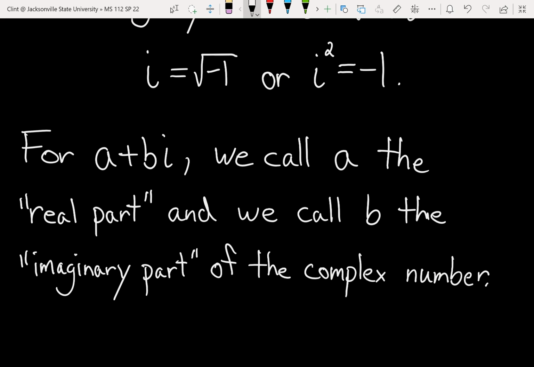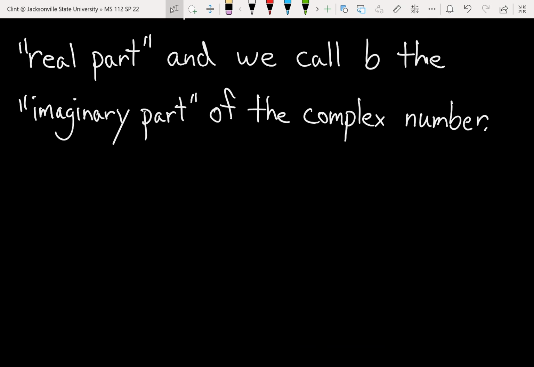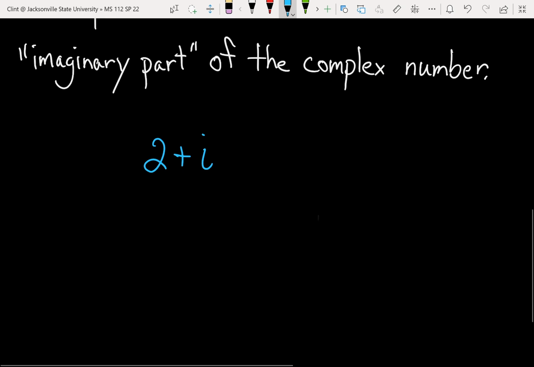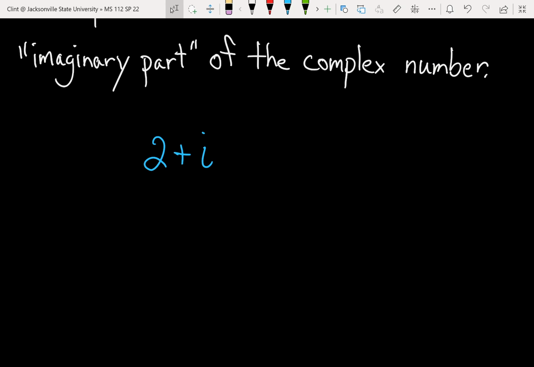So let's look at some complex numbers here. Here's a complex number, 2 + i. What's the real part of that complex number? 2. This is a little tricky to start with. What's the imaginary part? 1. Yeah, there's an understood 1 right here. So the real part's 2, the imaginary part's 1. Complex number.